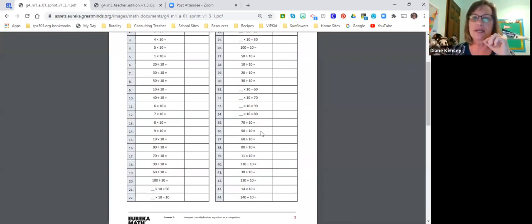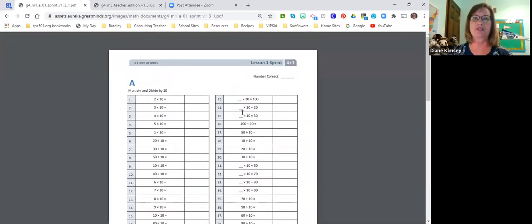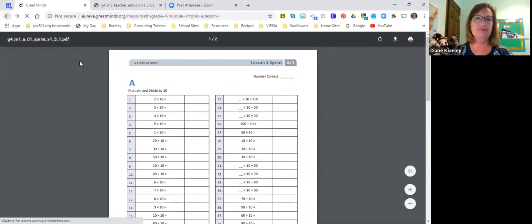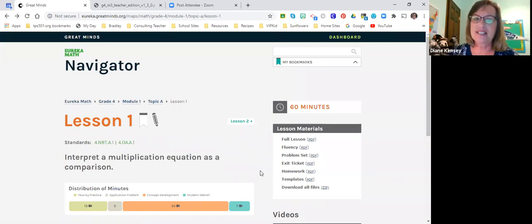And then 70 divided by 10, 90 divided by 10, all the way down to number 44. I would say that maybe on this particular sprint, there's only 3 different levels of difficulty. Most of the time there are 4, but on this one, I would go with maybe 3. All right, that missing number inside of the math problem itself, that missing factor, is very difficult for so many of our children. And that is preparation and customization of our Eureka math lesson.